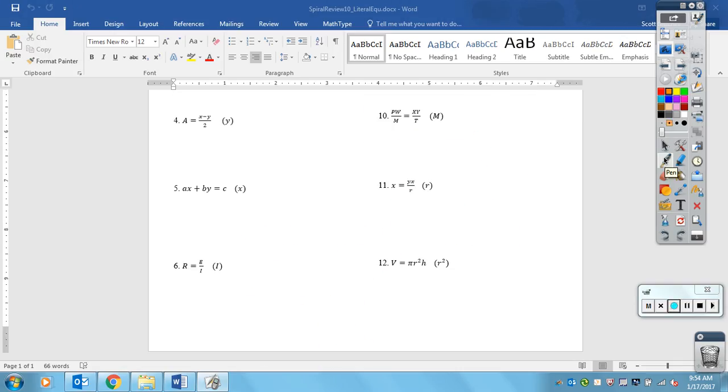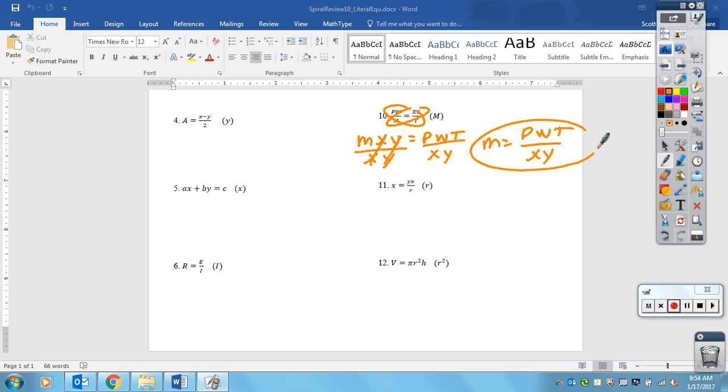Number 10 says to solve for m. This is sort of a tricky one, but here's a little trick. Here's a little throwback. You can always cross multiply. m times xy is mxy. And pw times t is just going to be pwt. Now to solve for m, just divide by xy, divide by xy. m equals pwt all over xy.